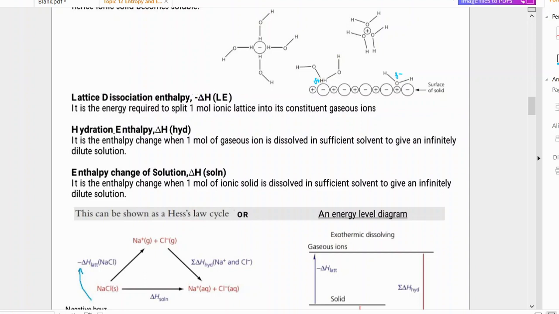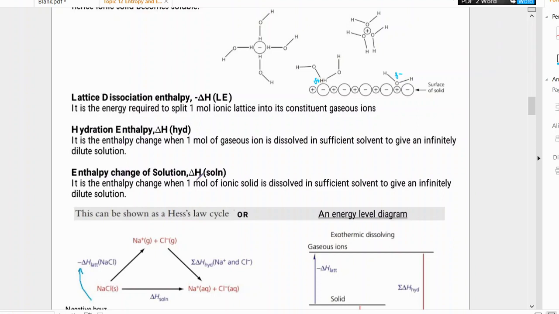So, hydration enthalpy. It is the enthalpy change when 1 mole of gaseous ion is dissolved in sufficient solvent to give an infinitely dilute solution. I'll make you understand this very well. Let's say we have some molar quantities of gaseous ions in a beaker of water. If we continue adding water, there will be a point when no more hydration takes place. All of the ions have been hydrated. After that point, if we add any more water, no more hydration is taking place, so no more energy is being released. So we have found an infinitely dilute solution, because of the addition of sufficient solvent. That is why including these phrases in your definition is very crucial.